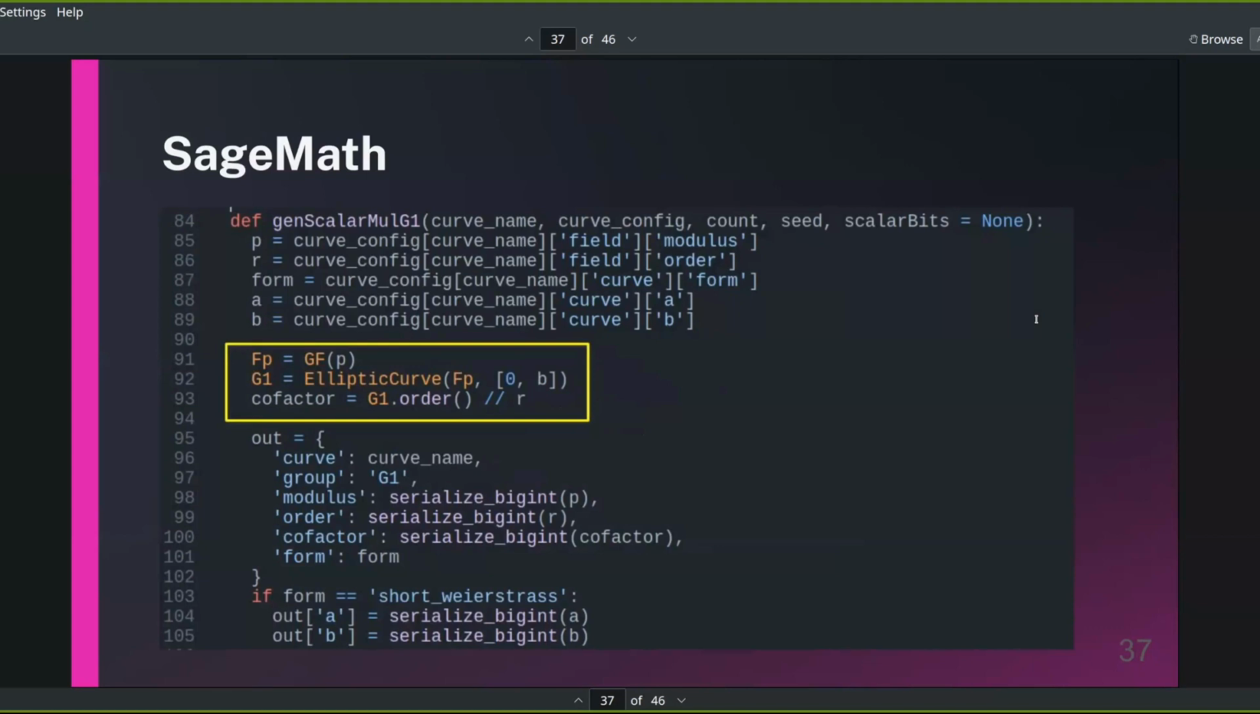So P is my prime number. I create GF, a Galois field, so a finite field. And then I create G1, which is an elliptic curve with parameters. So elliptic curves are usually y square equal x cube plus ax plus b. In the case of pairing curves that are used for ZK snarks and SecP256K1, a is always 0. So it takes a line to create that curve.